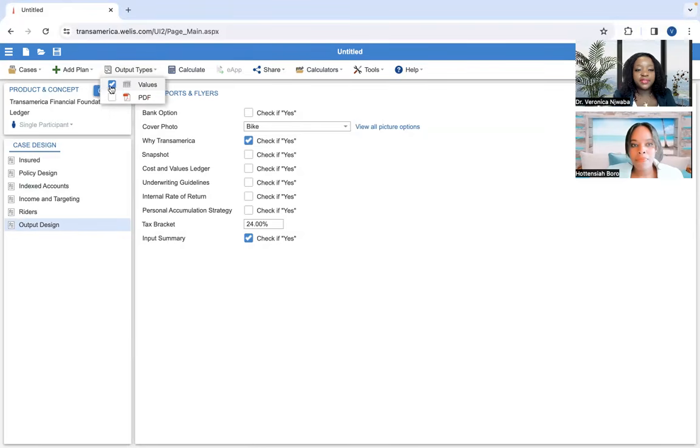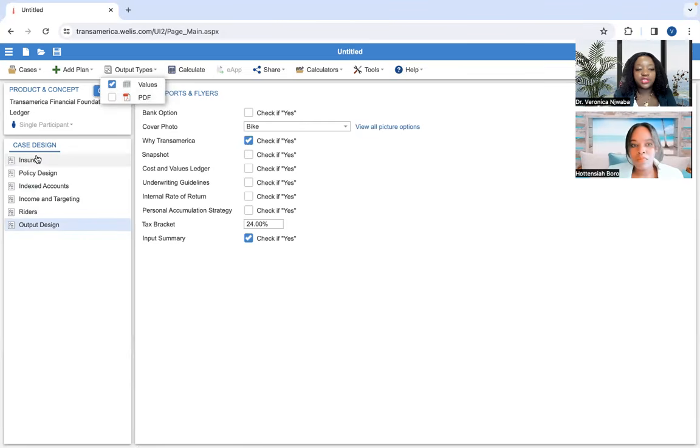Under the output types, I can either do values or PDF. I prefer values because you're just showing the numbers. When you show PDF, it's mainly if you want to show guarantee or non-guarantee stuff like that. Maybe we can do that towards the end. But let's stick to the values part. Okay, so we're just showing the numbers.